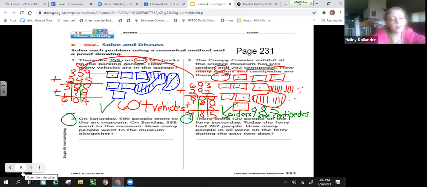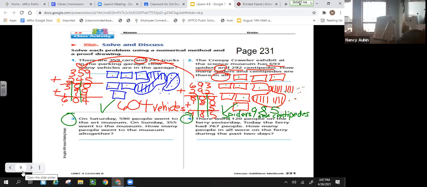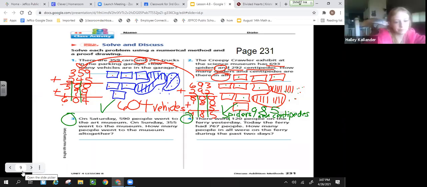Are we doing both of the bottom equations? Yes, please do both, numbers 3 and 4.